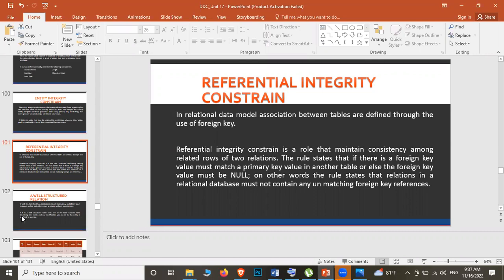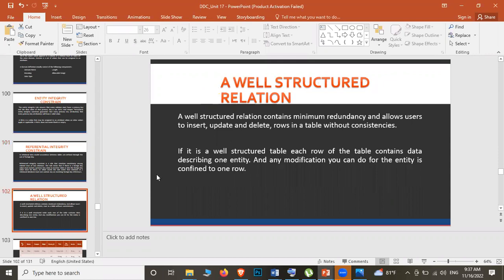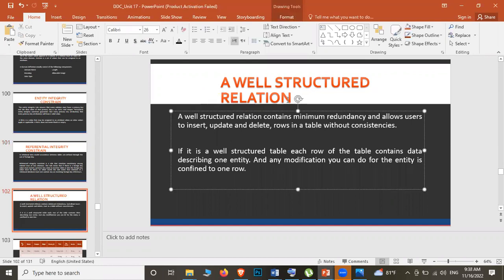So we'll be learning that as we go. Okay, and then the well structured relationship constraint, minimum redundancy. Yeah, redundancy is a well structured relationship.